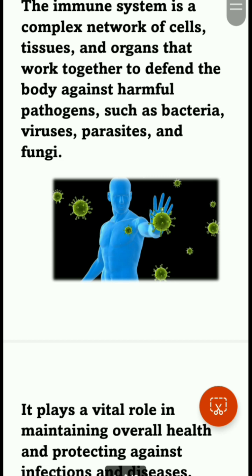For example, we take vaccines whenever we are in the COVID season. If we take the vaccine, then it will help to defend against the coronavirus. Like that, the immune system works. It is a complex network of cells that helps to defend the body against harmful diseases or pathogens or foreign bodies which enter our bodies.